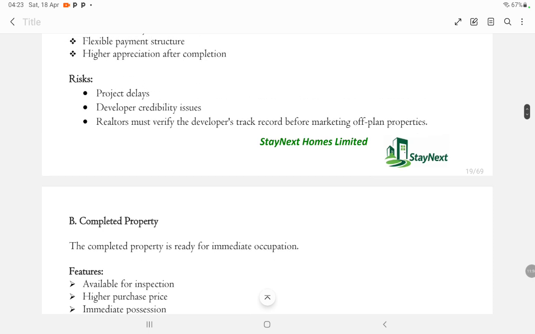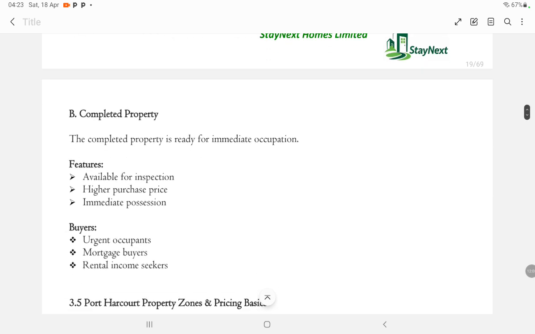The risk involved is project delay. That's why you have to verify that the developer is genuine and has credibility, and check for credibility issues. These are the things to check. Realtors must verify the developer's track record. As I've told you before, you have to ensure that you are dealing with the right people. Off-plan is a good plan, a good thing to do, but you have to ensure the people doing it are the right people who can deliver the job.